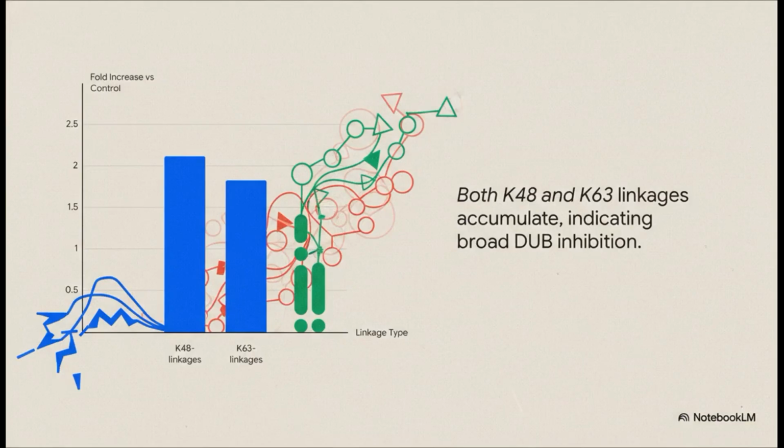And when we dissect this further, we see a significant increase in both K48 link chains, which is your canonical degradation signal, and K63 link chains. This global accumulation of multiple linkage types is far more consistent with broad DUB inhibition than it is with the specific failure of the 26S proteasome.